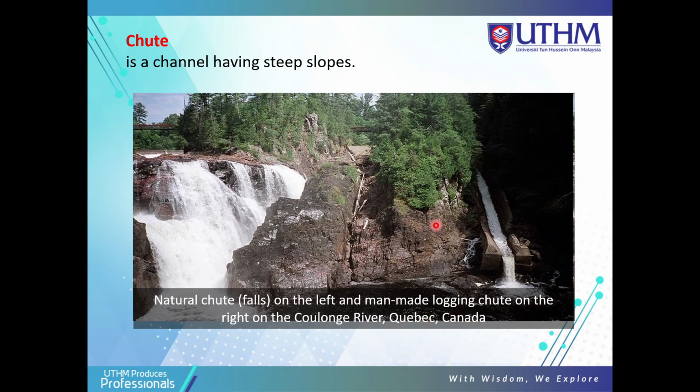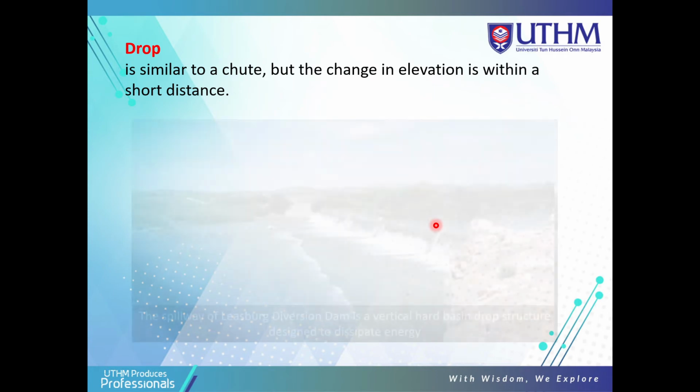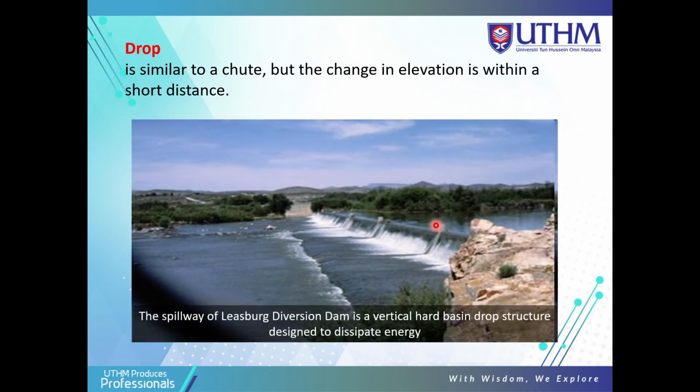So this is the example of a chute. The drop is similar to a chute, but the change in elevation is within a short distance. So this is the spillway. The spillway actually has the drop here. The drop from this spillway diversion dam is a vertical hard basin drop structure designed to dissipate energy.